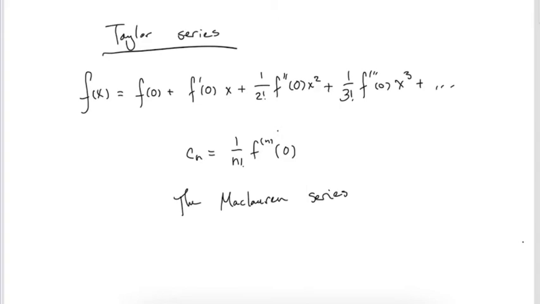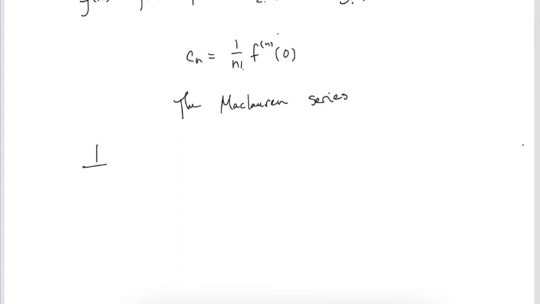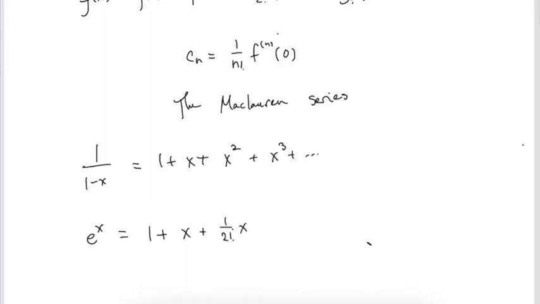The important examples that you should know are this one, 1 over 1 minus x, which is just sums of powers of x. No funny business. And then we also did e to the x, which is sums of powers of x, but with the factorials in front of them. 1 over 3 factorial x cubed, etc. All right.